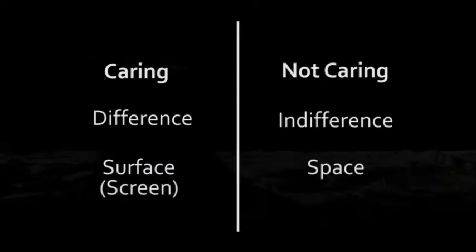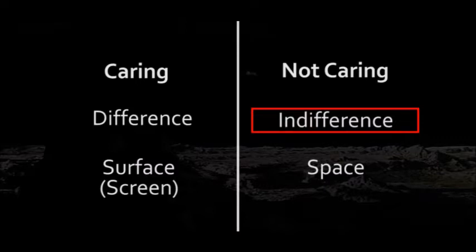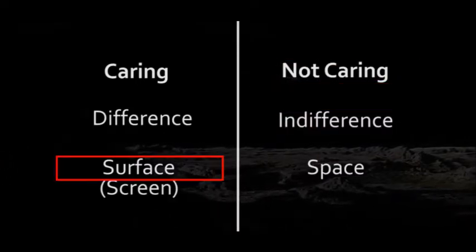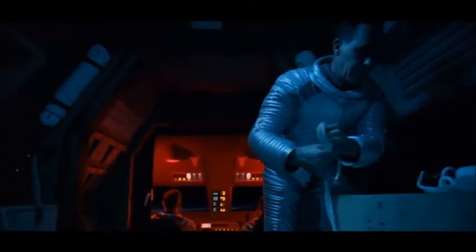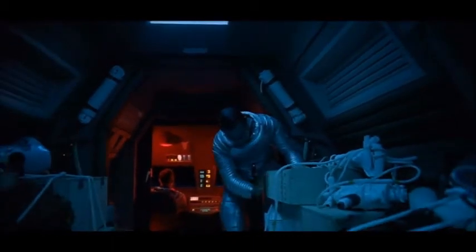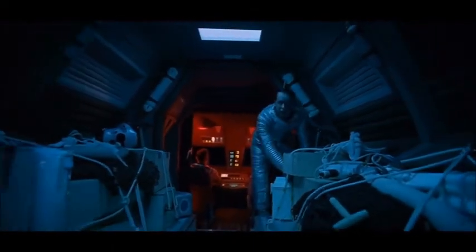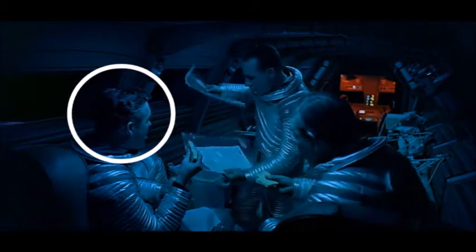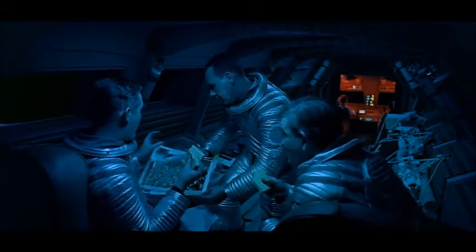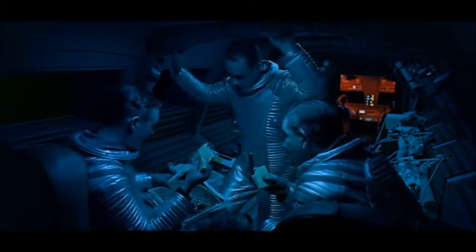The following example will show how space is associated with indifference, or not caring, and surface or the screen is associated with difference, or caring. First, we see how space is associated with indifference, or not caring. We see a shot which tracks back, emphasizing space. Here, we see Dr. Heywood Floyd having an indifferent attitude towards the new discovery, which is the monolith. He browses through the pictures like he doesn't care about the monolith.